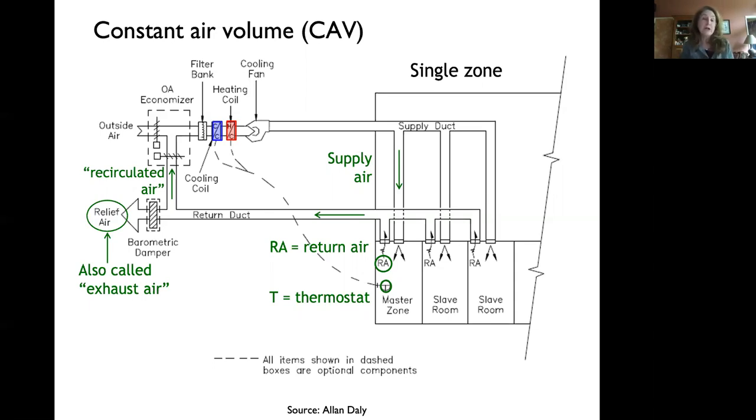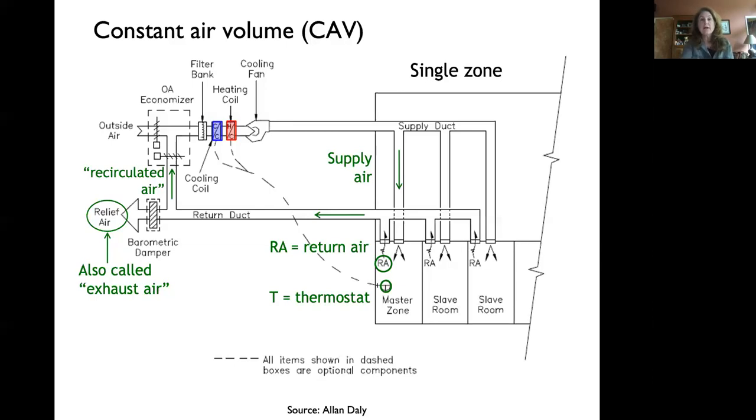So if you're returning air at 70 degrees, why not recirculate that, right? So you're trying to strike this balance between indoor air quality and energy efficiency. Now, some spaces like labs are going to require you to do 100% outdoor air, but that's a different topic.